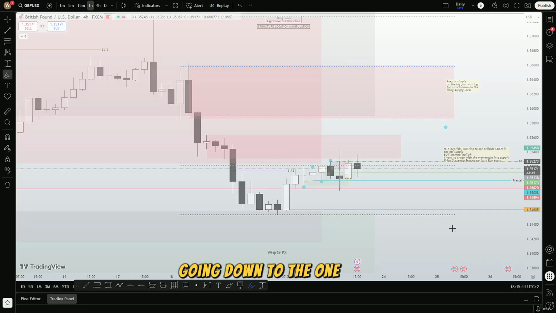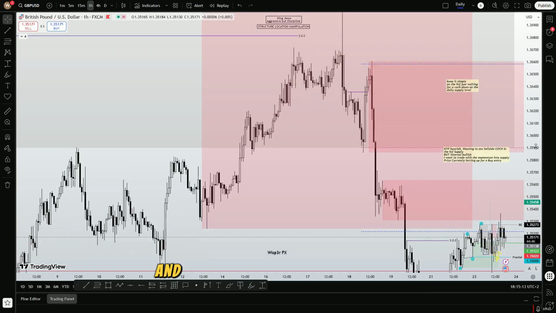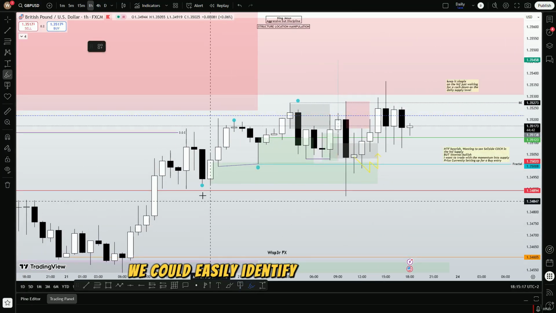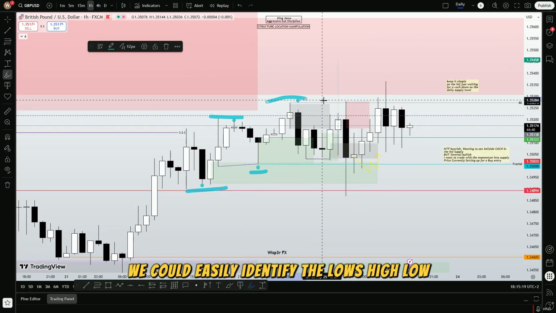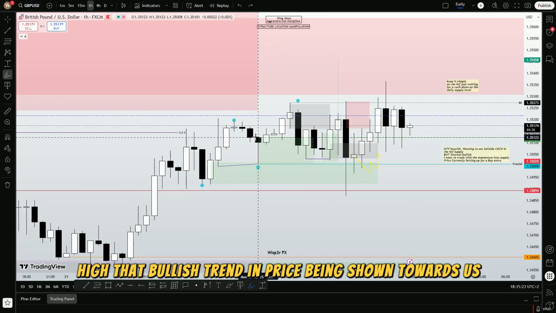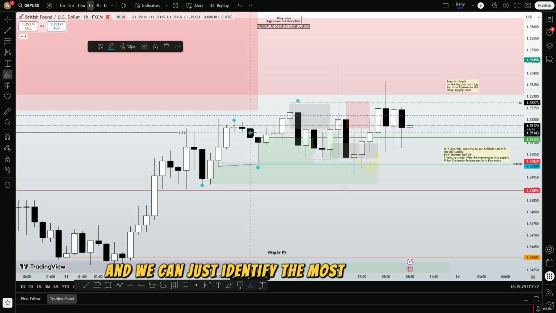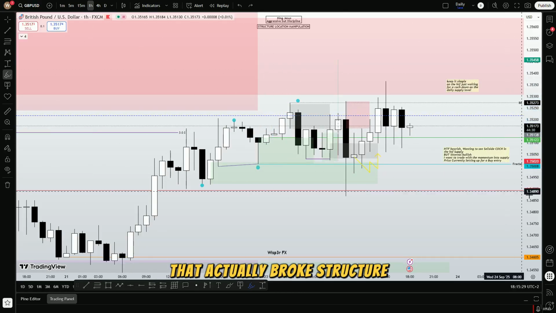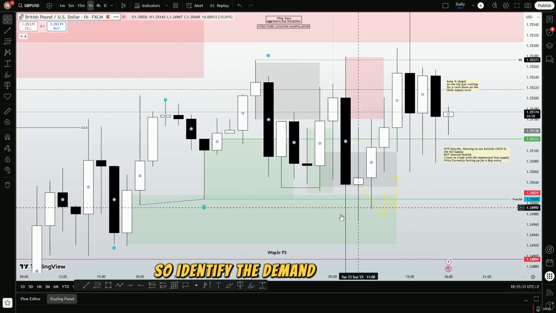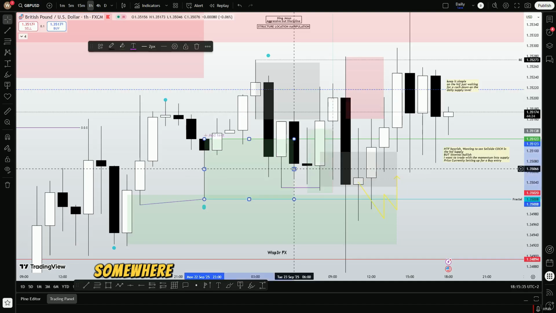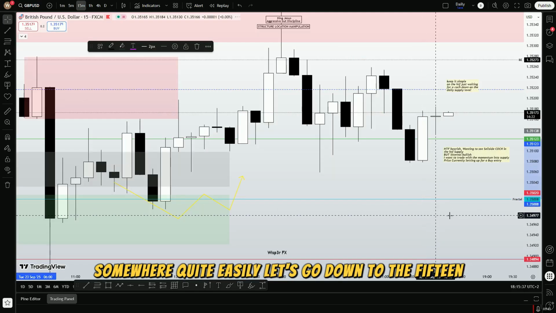Going down to the 1 hour and looking at our actual session, we could easily identify the lows, high, low, high, that bullish trend in price being shown towards us, and we can just identify the most recent demand, which was the sell before the buy that actually broke structure. So identify the demand quite easily. Where's my entry? It's in here somewhere. Quite easily, let's go down to the 15.